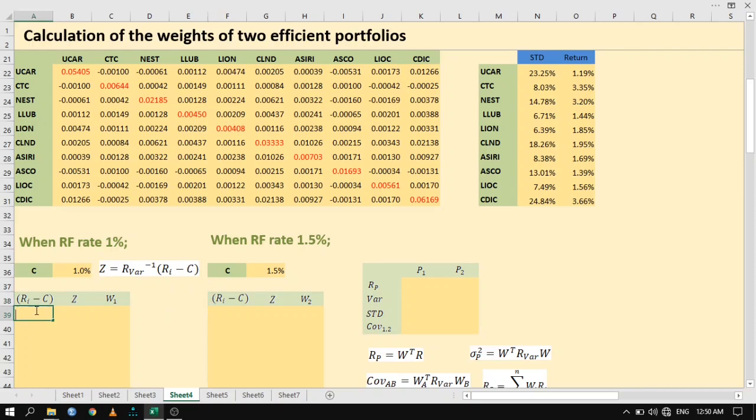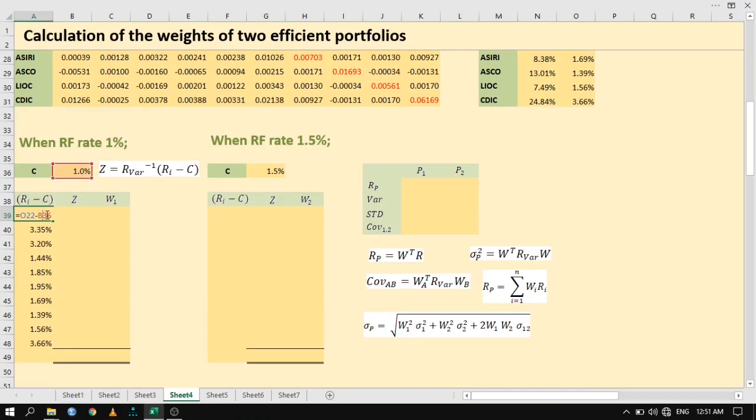So for that, I'm going to calculate R minus C. R here is actually the return of these particular 10 stocks. So we have R minus C. C, we assume to be 1%. So we get this. So here again you will have to fix the value of C, since we are copying the formula down. So again I'm going to copy that. So you have these values.